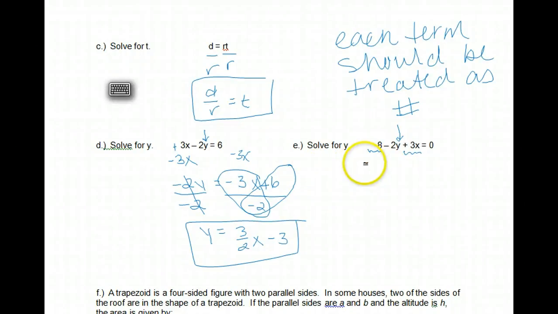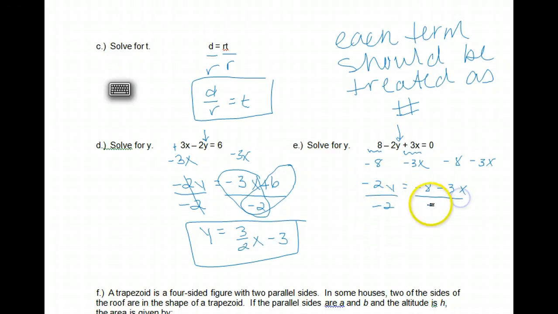So let's do that here. We're going to subtract 8, and we're going to subtract 3x. What we do to one side, we have to do to the other. That leaves us with negative 2y equals negative 8 minus 3x. Next, we want to divide both sides by negative 2.